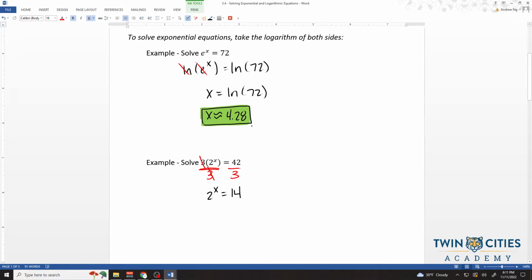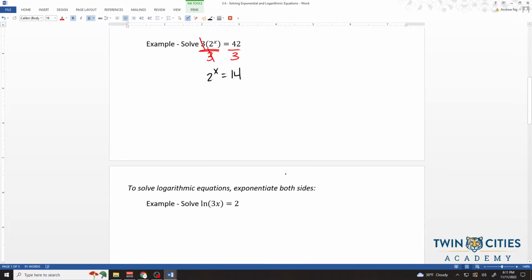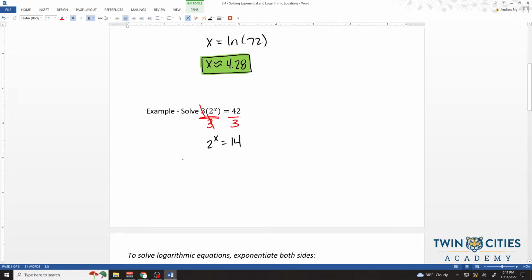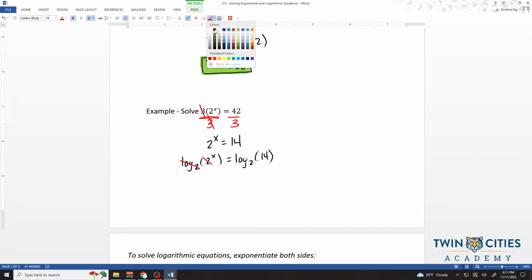So what I'm going to do is take the logarithm of both sides base 2. So log base 2 of 2 to the x is going to be equal to log base 2 of 14. This log base 2 and this 2 will undo each other, leaving just an x. But the problem here is log base 2 of 14 isn't something that I can put into my calculator, at least not as it is.